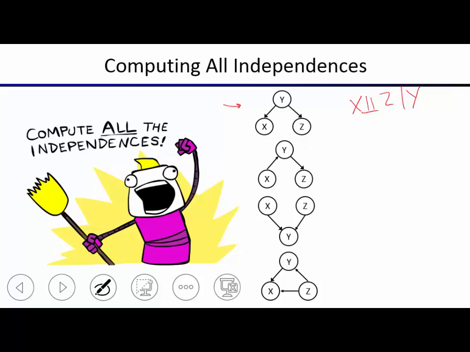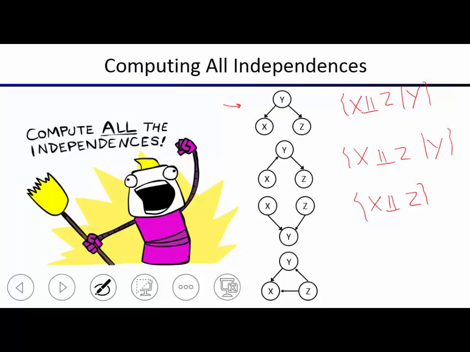How about the next one? This is the causal chain. Well, the only thing we can guarantee here is that x is independent of z given y. How about the next one, the common cause? We analyze that. The only thing we can guarantee is that x is independent of z.